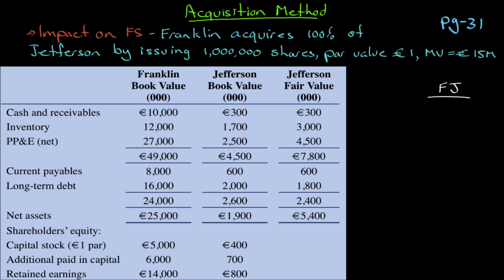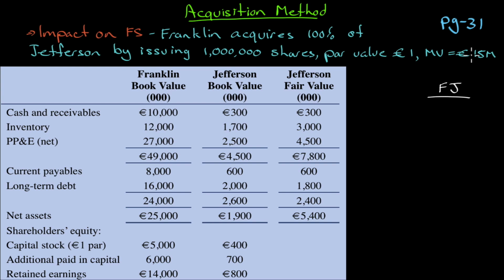All right, let's look at a full 100% acquisition and the impact on the financial statement here. Two companies, Franklin and Jefferson. Here's Franklin's book value, Jefferson's book value, and Jefferson's fair value. Being that they're such blatant American presidential names here, why we're using euros, I don't know, but there it is. Franklin acquires 100% of Jefferson by issuing 1 million shares, par value of €1. The market value of those shares is $15 million. So that sets up the value of our acquisition. That's the price we paid, $15 million. From that, we can determine what goodwill is.